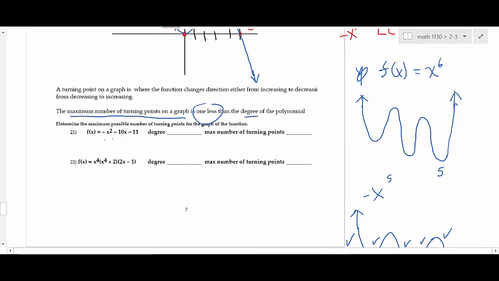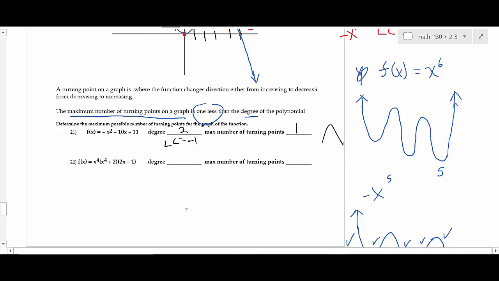Tell me what the degree of number 21 is. 2. What's the leading coefficient? -1. What's the maximum number of turning points? 1. And I hope that makes sense, because that's a parabola, isn't it? How many turning points does a parabola have? It has 1, right? There's only one place that it turns, because you're going to have a graph doing that kind of thing like that. Okay? How about the next one?